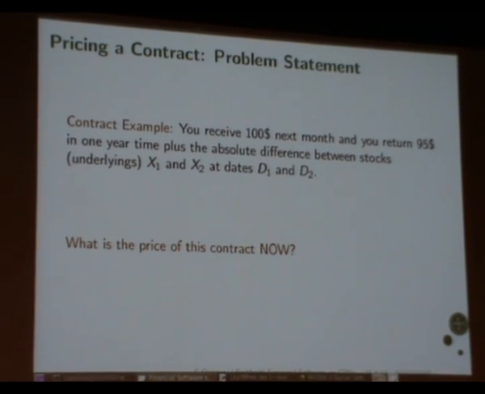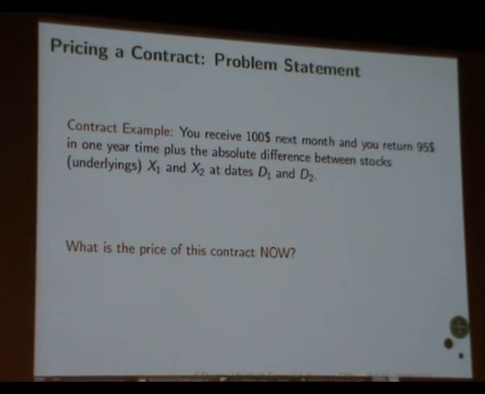So this being said, what is the problem that this application is solving? We have a financial contract which is specified in terms of some dates and some stocks that we are calling underlyings. An example of such a contract can be that you receive $100 next month and return some amount in 1 year's time plus some function or formula in terms of these stocks measured at these dates. The question is, we'd like to compute the value of such a financial contract now.